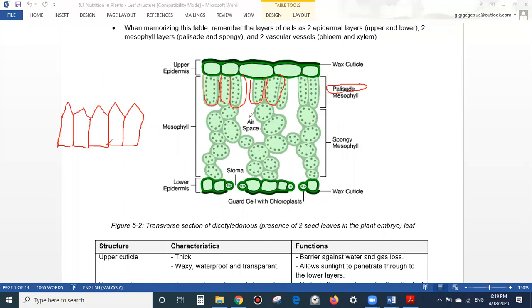And then this layer is full of air space. You know, air space just like a sponge. In a sponge, you can see that there are a lot of air holes in it. So that's why we call it the spongy mesophyll layer. Okay?